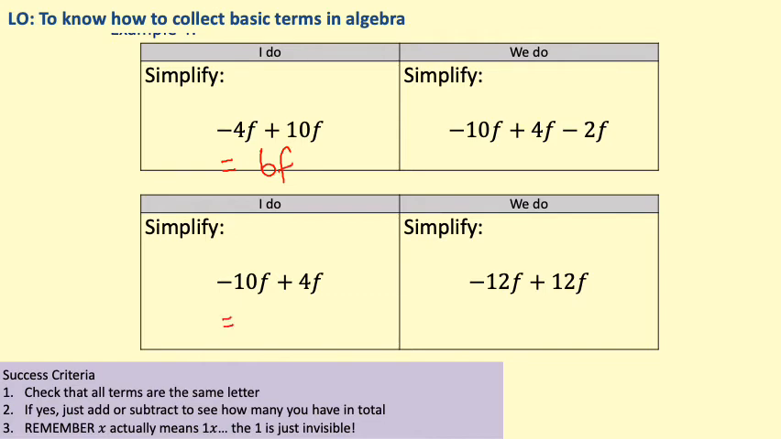I'll do the next I do, and you can try and do both we do's. So again, my starting point is going to be at negative 10, and I'm going to be moving upwards 4 spaces, if you can imagine that. So I'm still going to be negative, it's going to be 6f. So pause the video now and give yourselves a minute to try and solve both of these we do's.